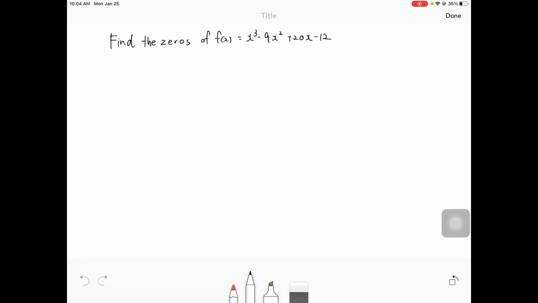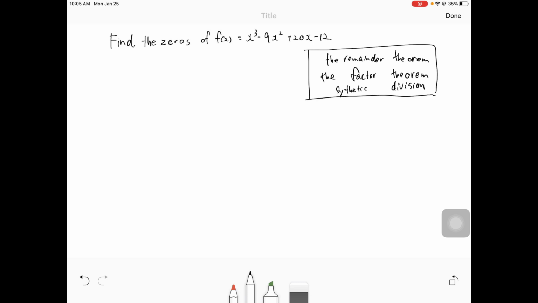To solve this question, I would use the remainder theorem and factor theorem and synthetic division. These three are going to be so important to solve this question. So if you have no idea about these, please check out my previous video first. Okay? So let's get started.